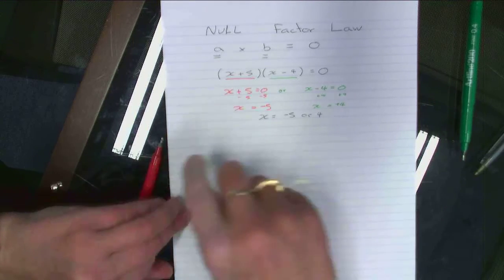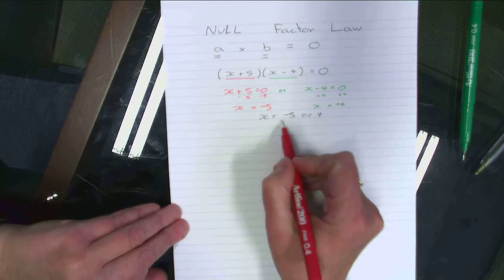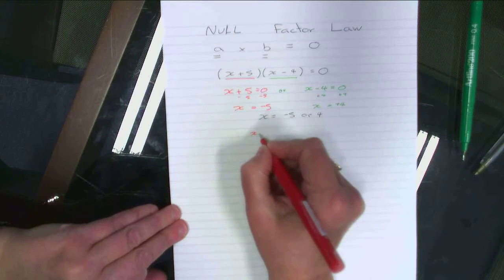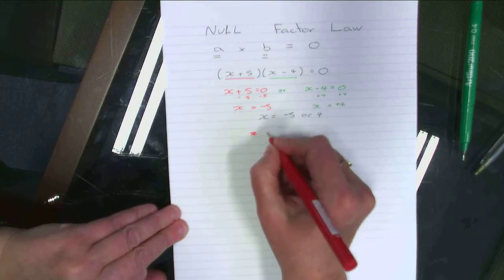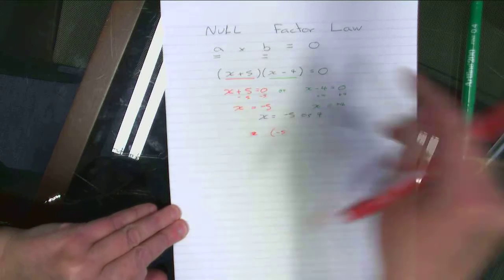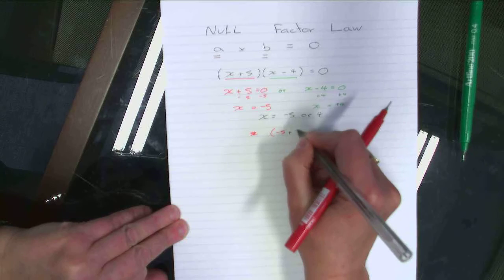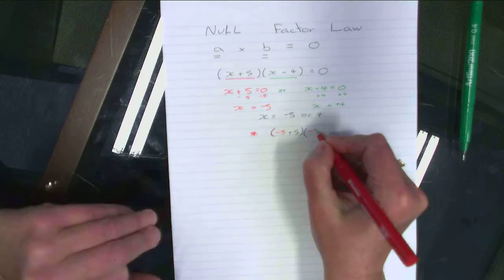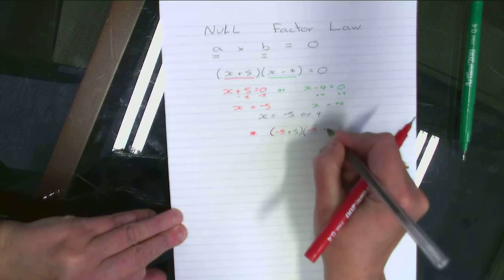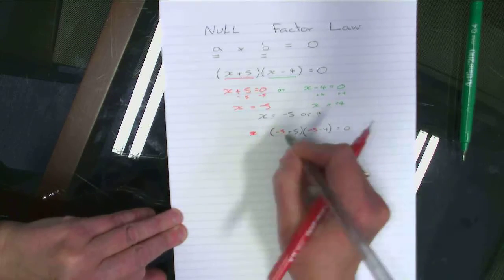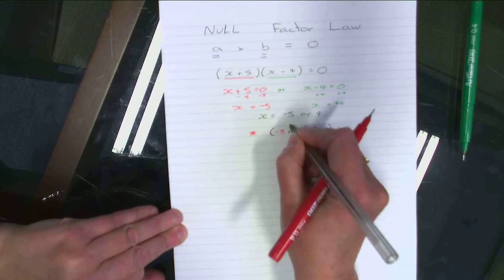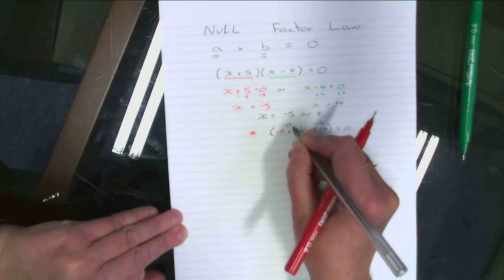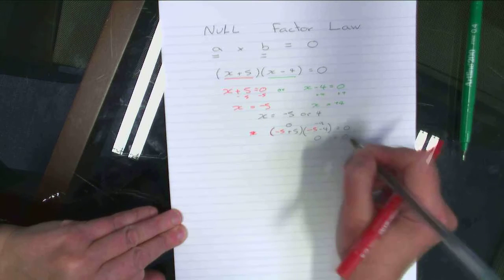We can check that that's true by putting this minus 5 into the equation. So we can say minus 5, because I'm replacing the x, plus 5, times minus 5 minus 4 equals 0. And if we calculate that out, this equals 0, this equals minus 9, so we end up with 0 times minus 9, 0 equals 0.